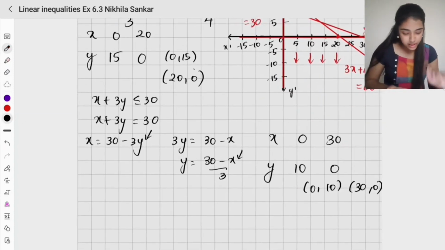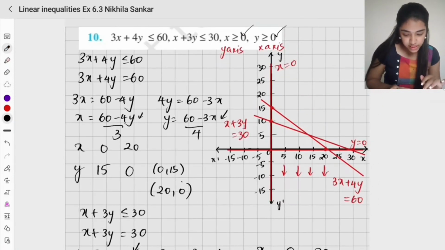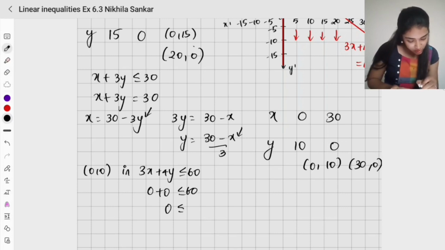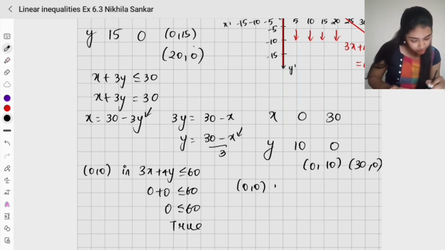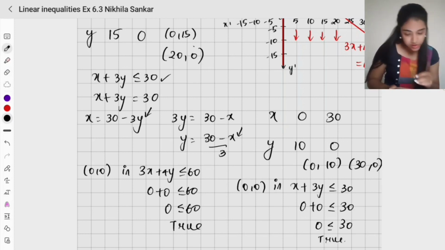Okay, இப்போ (0, 0) எங்க இருக்குன்னு செக் பண்ணலாம். So (0, 0) in first inequation என்ன? 3x plus 4y less than or equal to 60. 0 plus 0 less than or equal to 60, 0 less than or equal to 60, which is true. அடுத்தது (0, 0) in what is my other inequation? x plus 3y less than or equal to 30 இங்க இருக்கு. So I have 0 plus 0 less than or equal to 30, 0 less than or equal to 30, which is again true. So ரெண்டு cases-லயுமே (0, 0) is included.